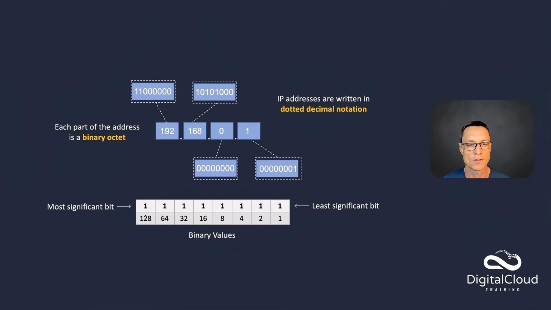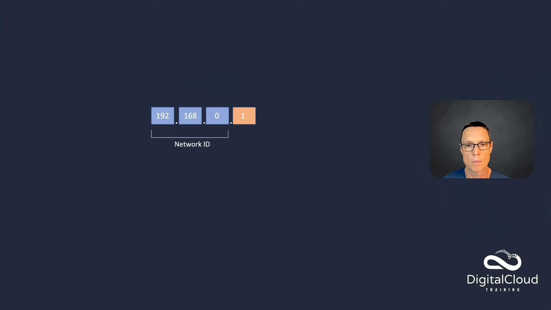And then here we've got 168. Well, that's 128 plus 32 plus 8, and then the zeros in between. And that gets us to the 168. So that's how we can understand binary as well as decimal. And this is important to know, by the way.